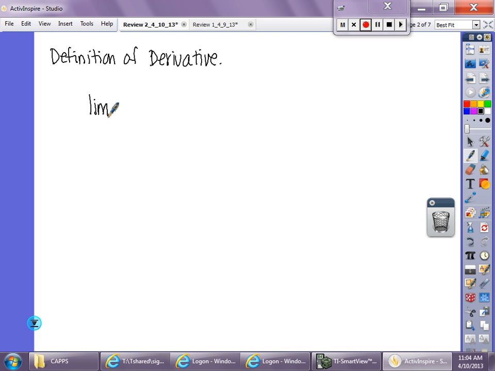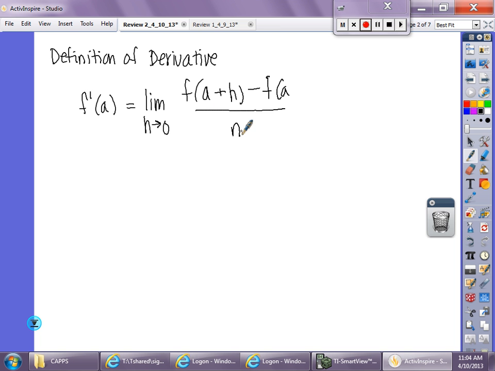So let me start with f prime. F prime of a is equal to the limit as h goes to 0 of f of a plus h minus f of a all over h. Okay? Given that, when you see it, you have to understand that that's the definition. When you don't understand that, it makes the problem a lot harder.